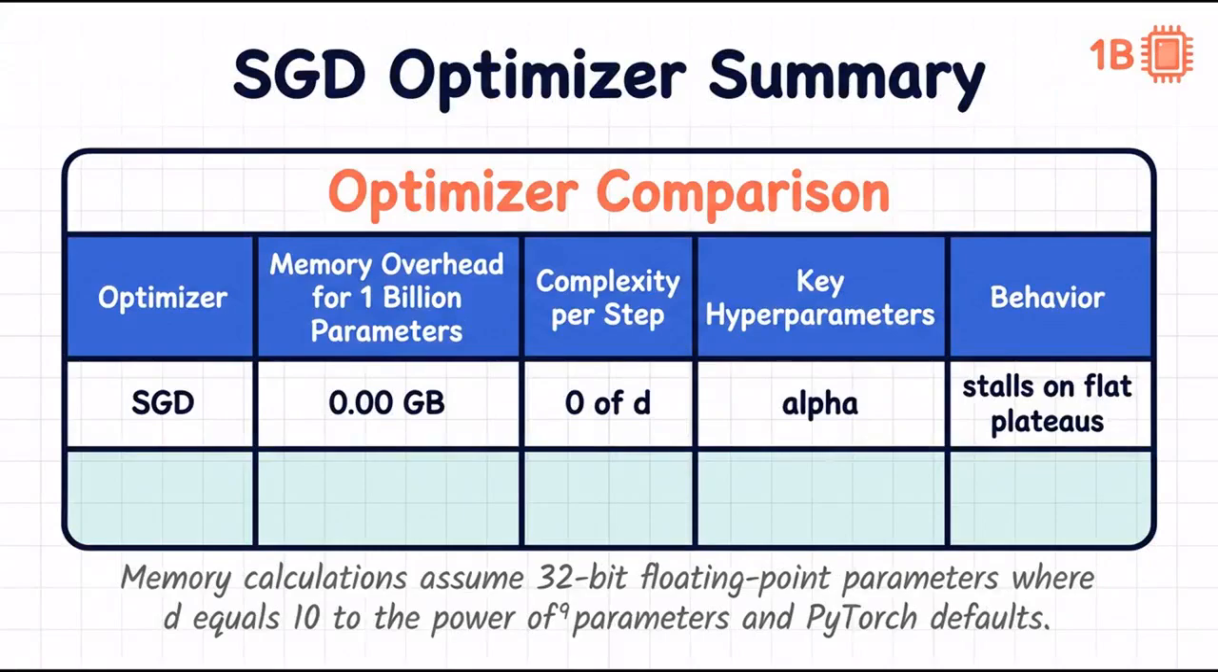For the stochastic gradient descent optimizer, the memory overhead for a 1 billion parameter model is 0.00 gigabytes. Complexity per step is big O of d. The key hyperparameter is alpha, and it stalls on flat plateaus.